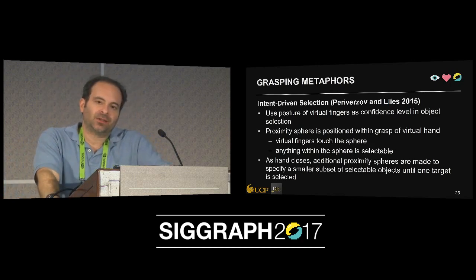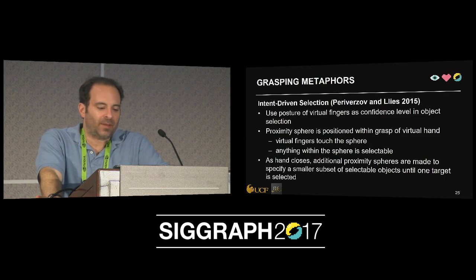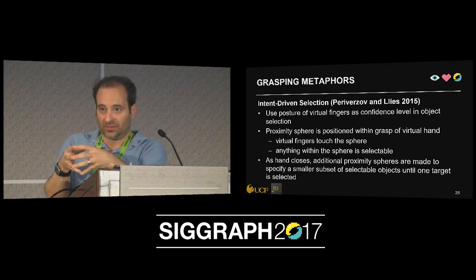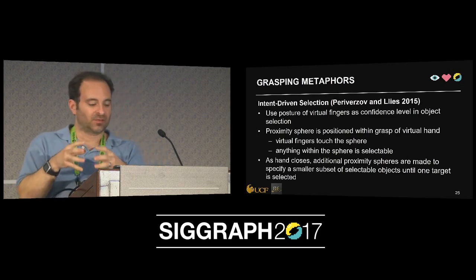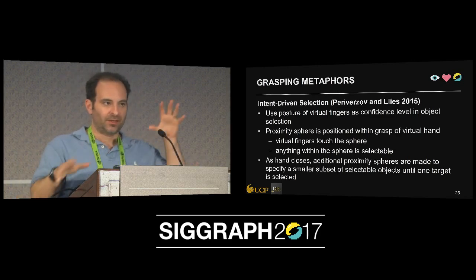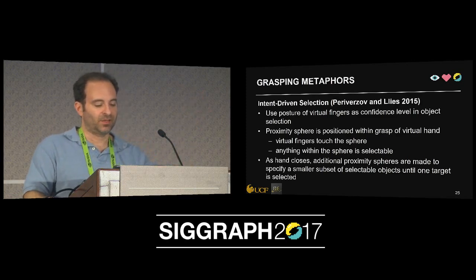So as those fingers get closer to the object, these proximity spheres are positioned within the grasp of the virtual hand. These spheres get smaller and smaller, and the virtual fingers are on the sphere, and anything within the sphere is selectable.